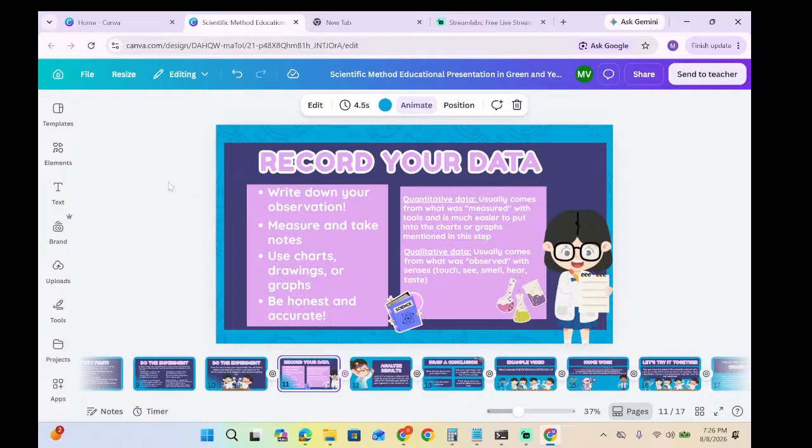And usually good data contains a mixture of both quantitative and qualitative. But I'm just giving you examples of what they are so that in an experiment where there might not be quantitative data, you can take qualitative data, and if you can't take qualitative data, then you can take quantitative data. Both are viable aspects of data collection.